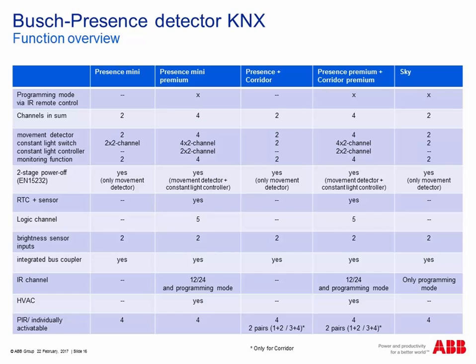Function overview, most of which I have mentioned. The most important thing is, yes, the corridor is new, but if you are used to handling our typical, well-known presence detector, you need nothing new to learn. The only difference is that you have not 4 sectors, you have 2 pairs. That means 2 sectors in combination, if you want. This is the only difference, and of course the detection range and shape.